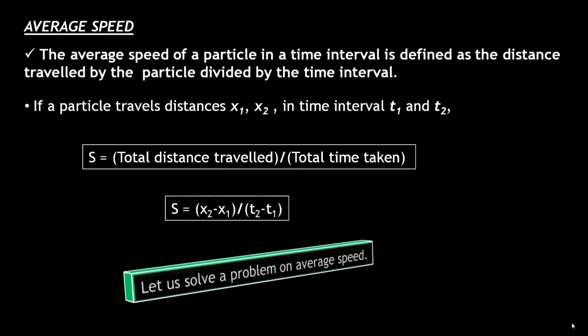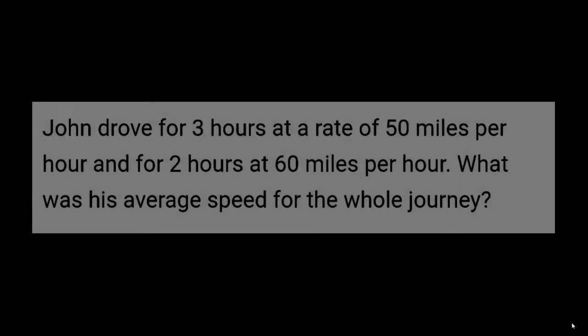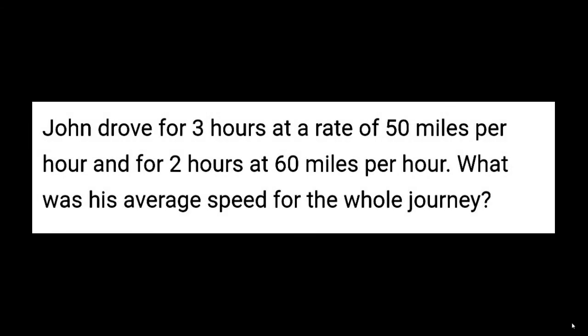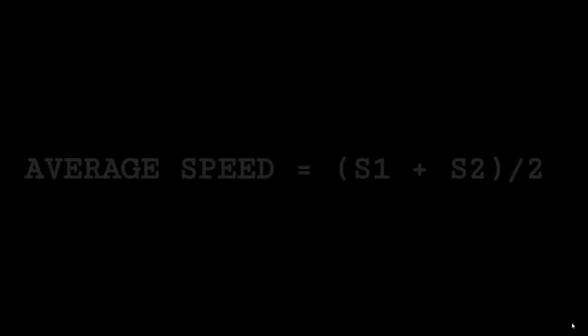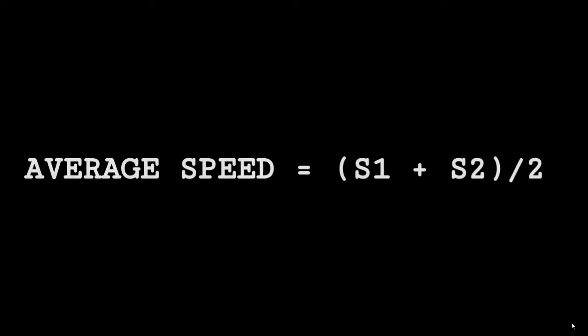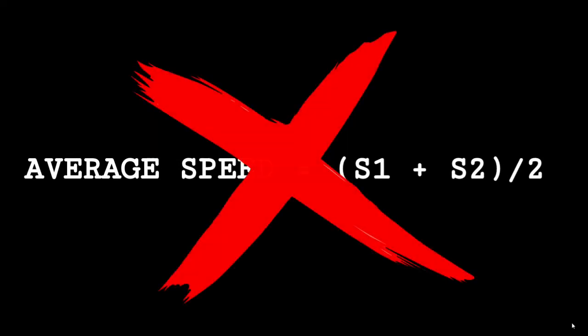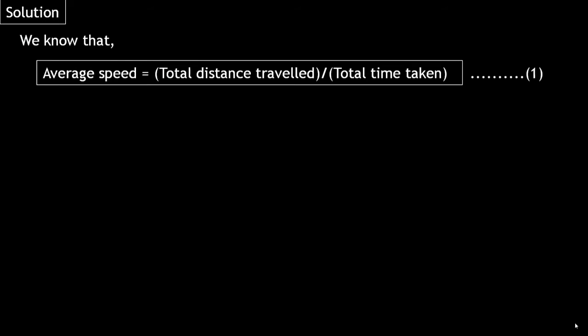So let us solve a problem on average speed. John drove for 3 hours at a rate of 50 miles per hour and for 2 hours at 60 miles per hour. Here you may think that the average speed will be calculated by the average formula, that is adding up the two speeds divided by 2. But this is wrong. So now let us find the average speed in the correct way. We know that average speed is equal to the total distance traveled divided by the total time taken.